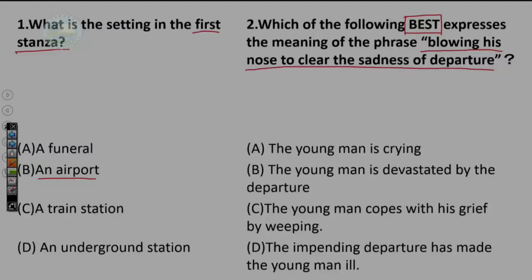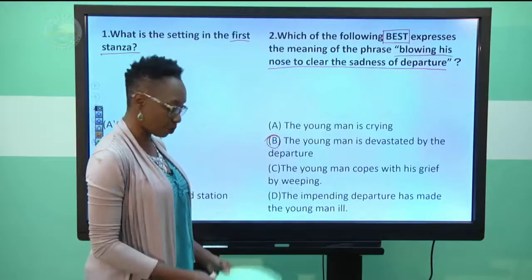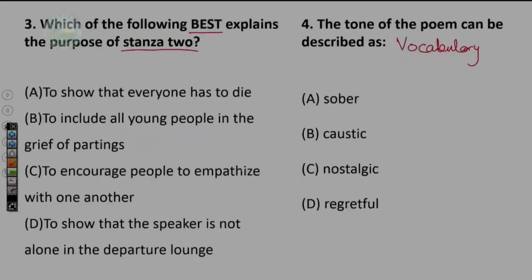While all of these are possible options, our best option, the option that expresses the meaning the best, is actually that the young man is devastated by the departure. Yes, he's crying. Yes, he's coping with his grief by weeping. But when we talk about it, why is he crying? Why is he weeping? And we need to have that clearly articulated in our response. D says that the impending departure has made the young man ill. There was nothing really to indicate to us that this young man had become ill or that he was sick. He was devastated, he was saddened by the departure. Someone was leaving, and this was affecting him greatly.